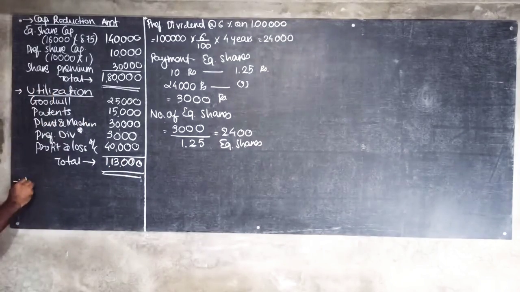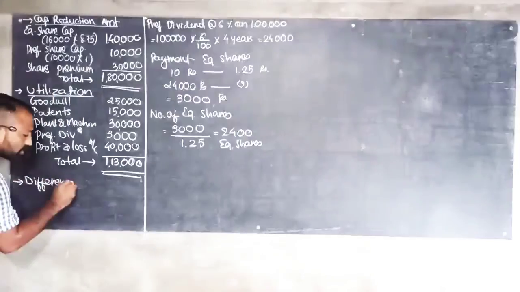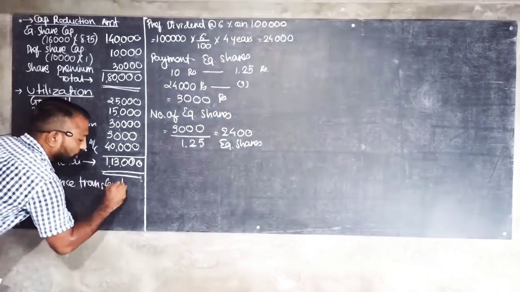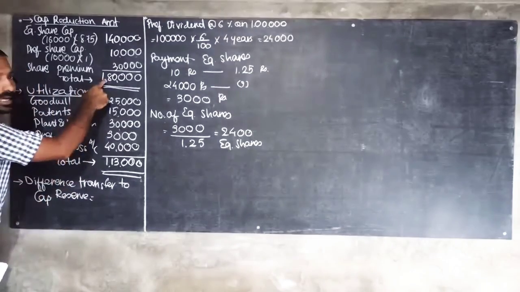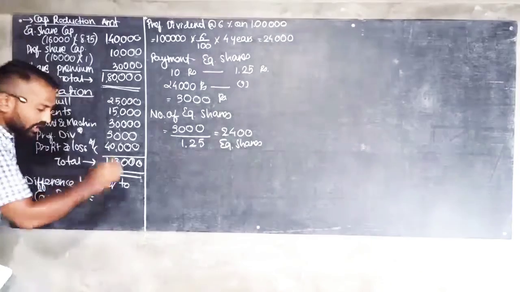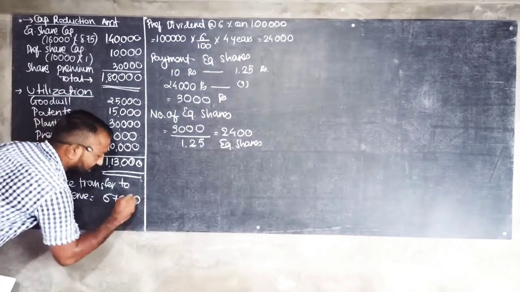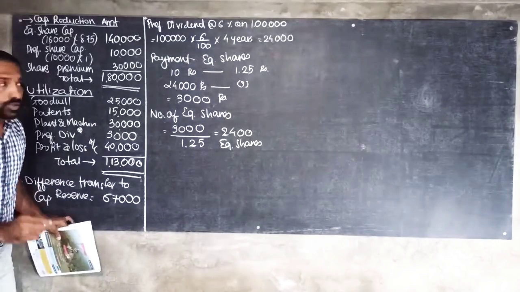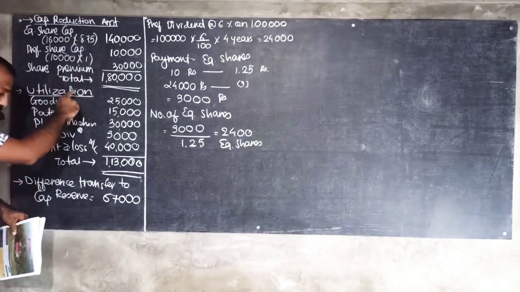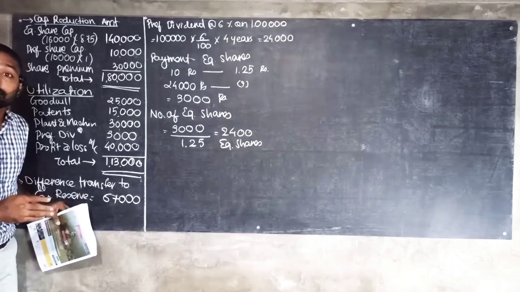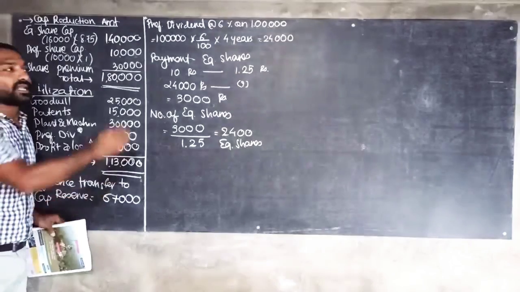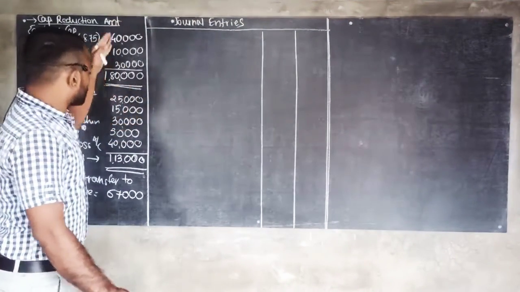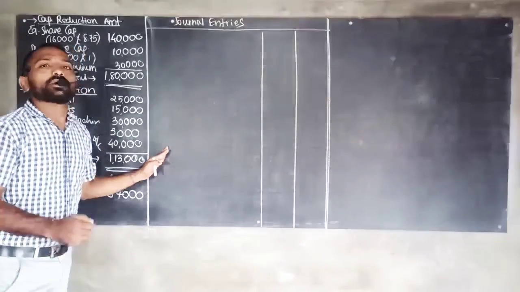Find out the step number 3. Difference transfer to capital reserve. So how much difference are we getting here? 1,80,000 minus 1,13,000, that comes to 67,000. Is that clear, dear student? So this is step number 1, step number 2, step number 3, and step number 4 is pass necessary journal entries. Clear? So let's prepare the format of journal entry and look at the journal entries here. First, second, third step, fourth step is journal entry.